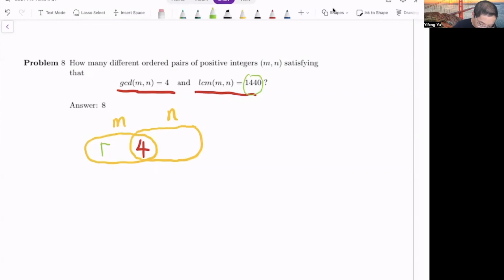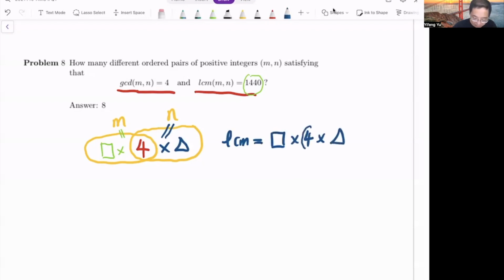All right, so we have another number multiplied by 4, which is m, and then we have another number multiplied by 4, and this one equals n. Now we want the LCM. What is the LCM? The LCM will just be this box times 4 and times this.